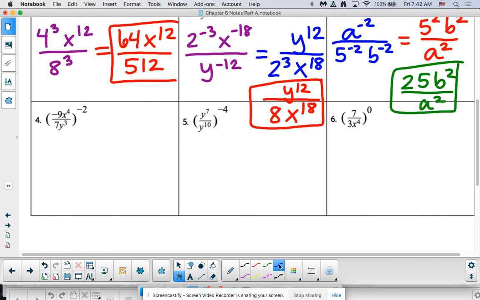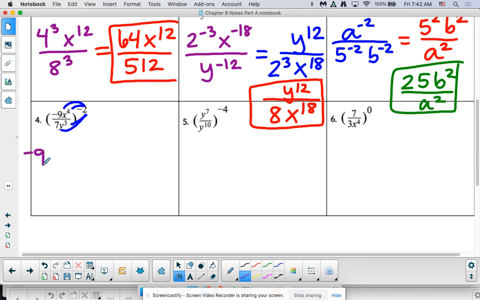I challenge you right now to try this one. And you should pause the video, distribute that negative 2 to everything you see, like this, and to the 2 on the bottom, and see what you get. All right, I'm going to go ahead and do it. I hope you tried it.